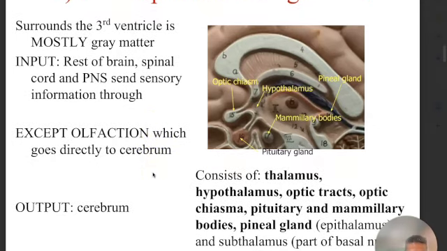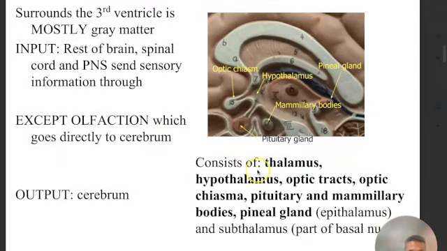The diencephalon consists of the thalamus, hypothalamus, the optic tract, optic chiasm, pituitary, mammillary bodies, pineal gland, and we're going to look through all of them. We're going to see them in the lab. So here's the pituitary gland. Here's the hypothalamus. You see, it looks like an eye. Now behind the pituitary right here is the pineal gland.